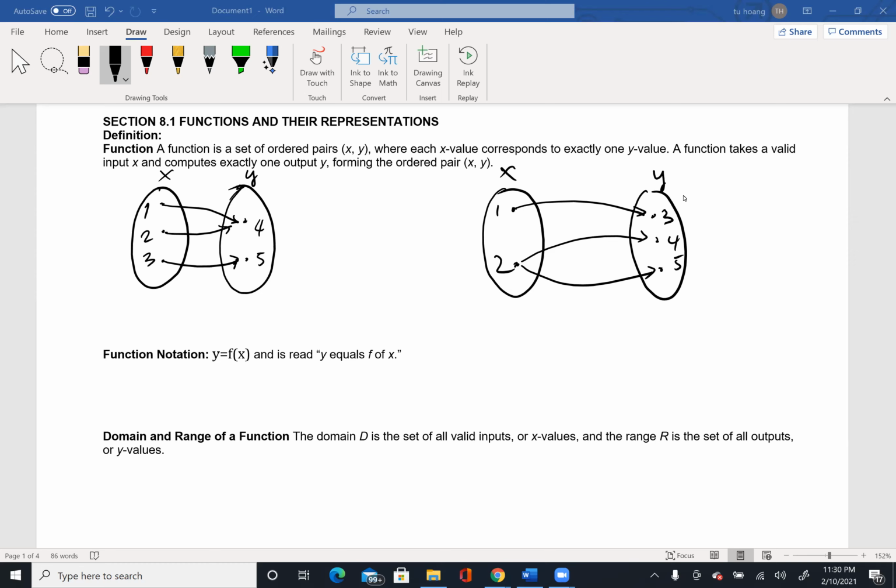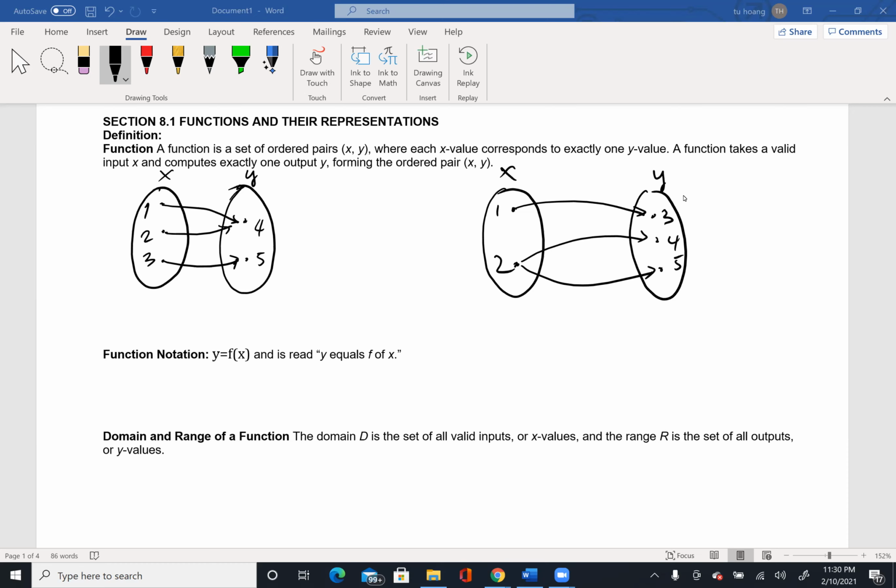Hi everyone. Today I'm gonna come to section 8.1, and we're gonna talk about functions and their representations. Okay, so let's have some definitions. Firstly, functions. What is a function?